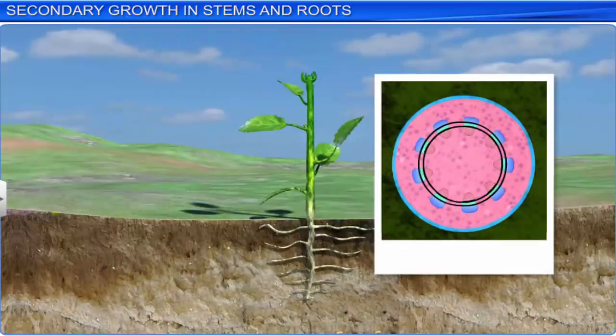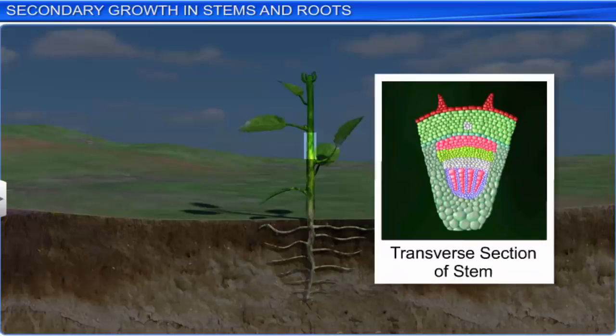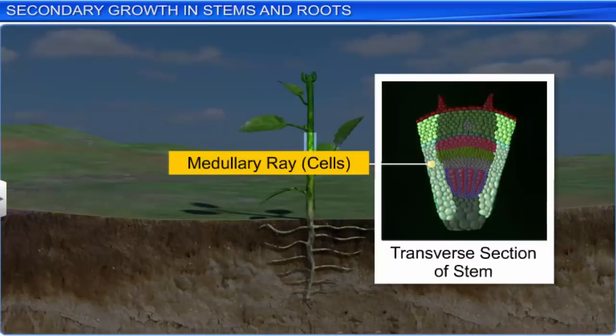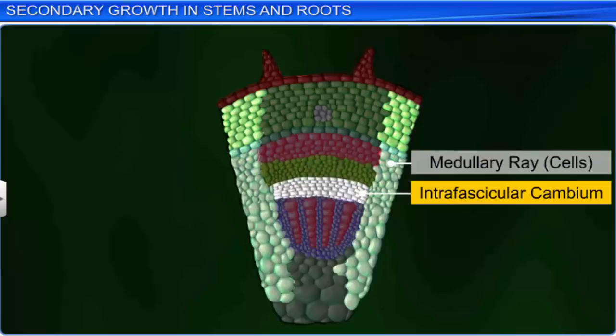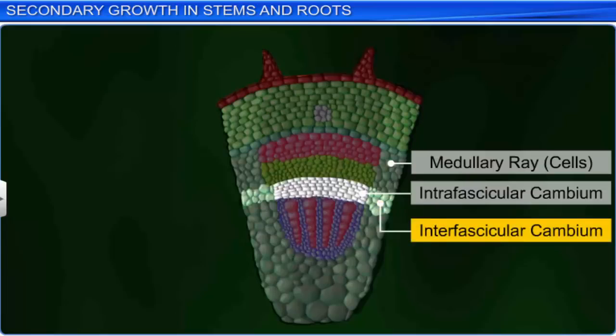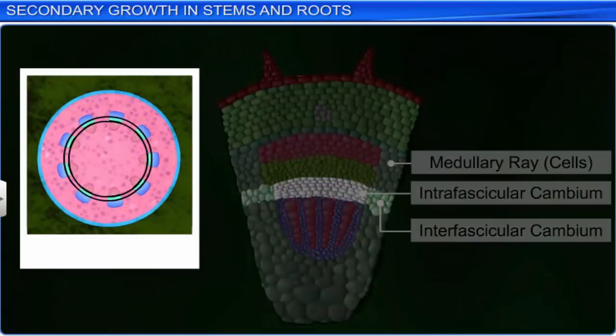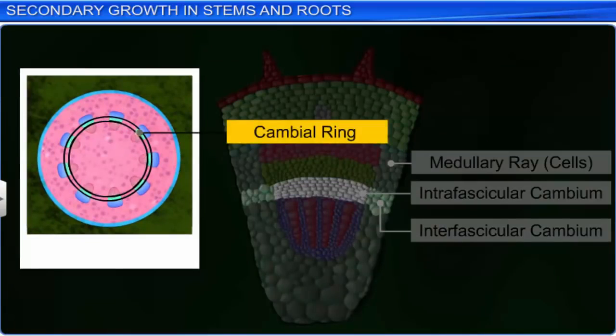When the secondary growth of a stem begins, a process of differentiation takes place in the cells of the medullary rays. These cells, located next to the intrafascicular cambium, become meristematic in nature and lead to the formation of the interfascicular cambium. Thus, the fusion of intrafascicular cambium and the interfascicular cambium results in the formation of a continuous ring of cambium, or the cambial ring.